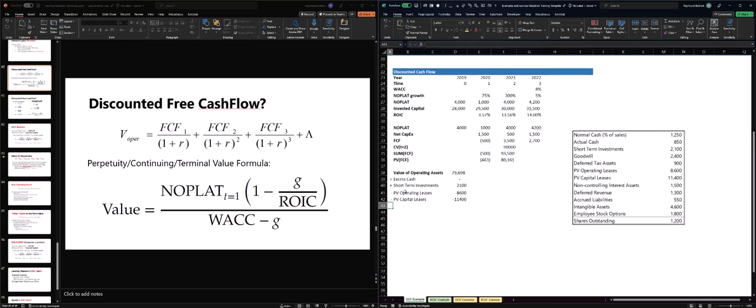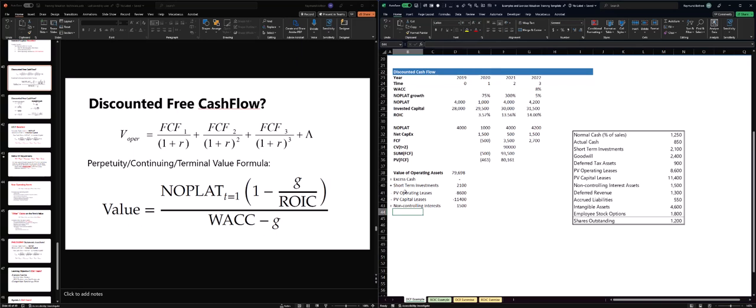Non-controlling interest assets. Do we include it? Of course, because we're not in a business on those, and that's below the line. 1500. Oh, non-controlling interest. It's positive.